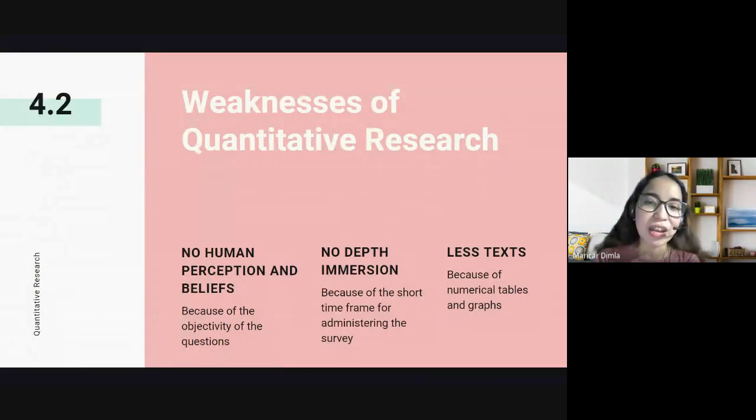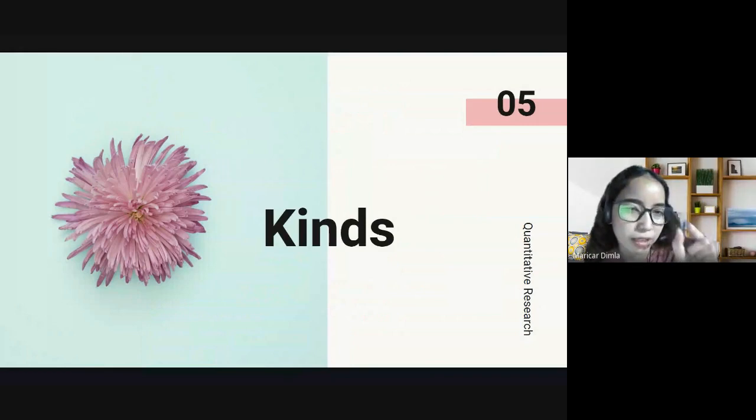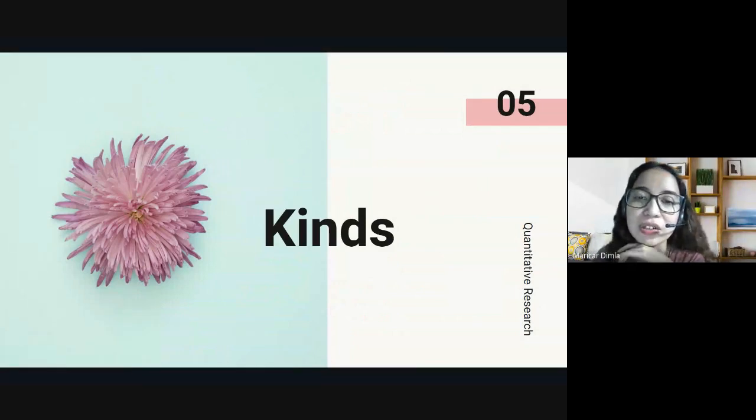Yes. So now I think we can proceed to the kinds of quantitative research. And I want you to listen here attentively. Because if you just miss one idea, one part, domino reaction na yan. Magkaka-chain reaction na. Damay-damay na lahat. So you need to listen. Alright? Okay. So apat lang naman to. Hindi kayo ma-stress. I swear.